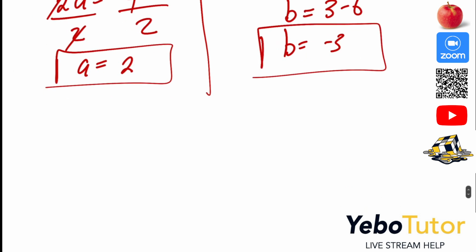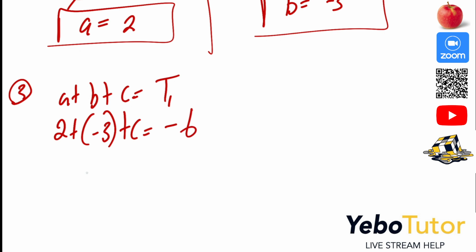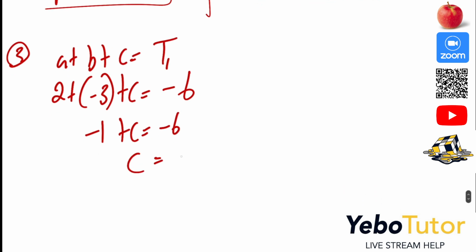Easy stuff. Now we can calculate the value of c, which will be a plus b plus c is equal to t number 1. And what is your t number 1? Your t number 1 is negative 6, and your a value is 2. Your b value is negative 3, plus c is equal to negative 6. Then that will be 2 minus 3, that's negative 1, plus c is equal to negative 6. Then you make c the subject of the formula. Then it's negative 6 plus 1, that will just give us negative 5.